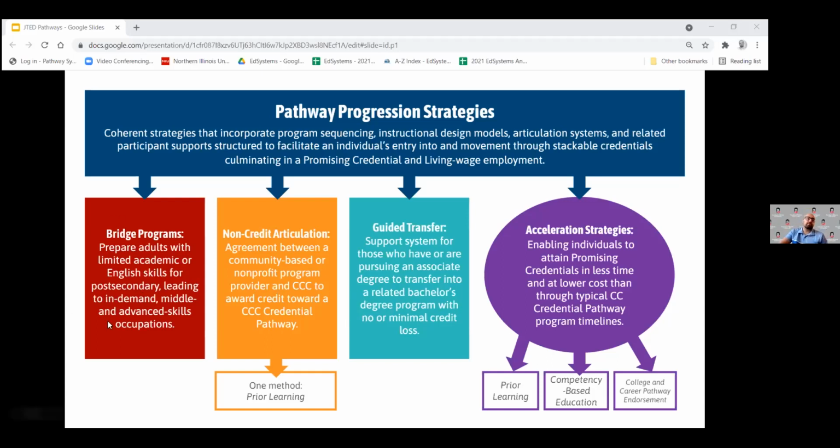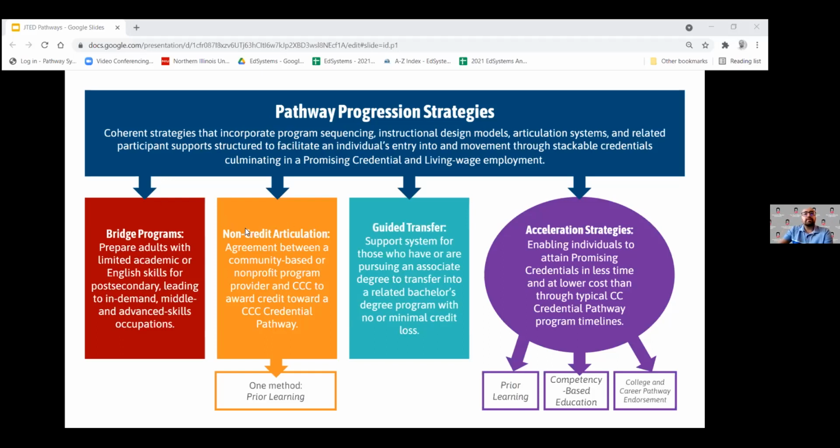So bridge programs, as many of you know, by definition, are situations where folks with limited English skills go to a college or a local nonprofit to get English skills and then transition into formalized training, right? So they go to learn English, or maybe they go to get their GED, and then they progress into more formalized programs for credit articulation.